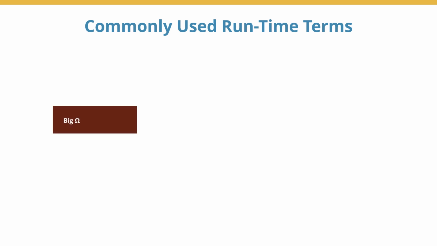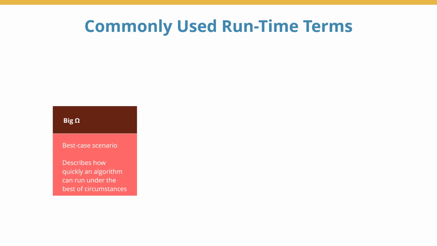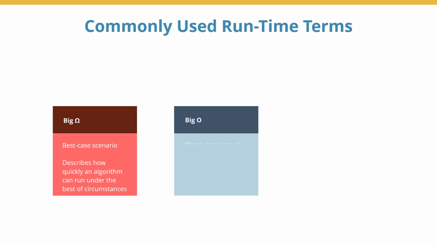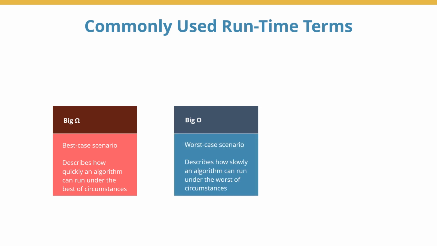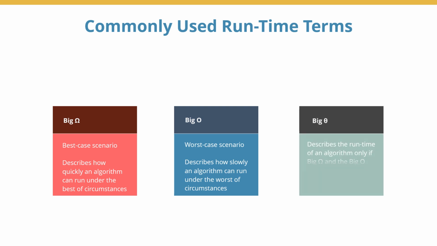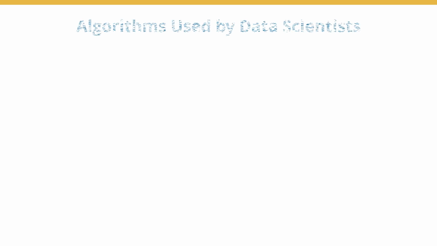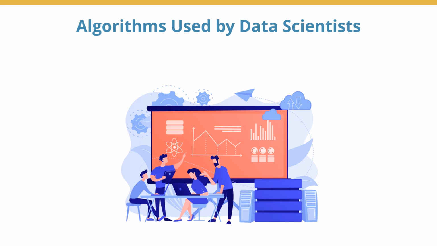Big omega. This is the best case scenario and describes how quickly an algorithm can run under the best of circumstances. Big O. This is the worst case scenario and describes how slowly a given algorithm will run in the worst case. Big theta. This is used to describe the runtime of an algorithm only if the big omega and the big O are the same. Let's now look at some common algorithms used by data scientists.